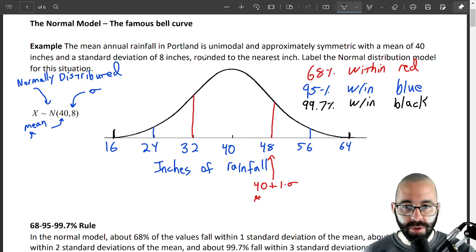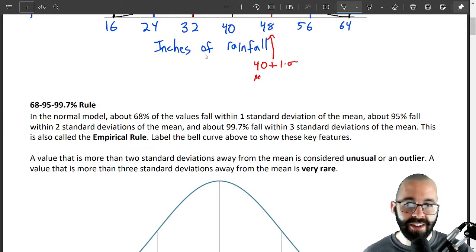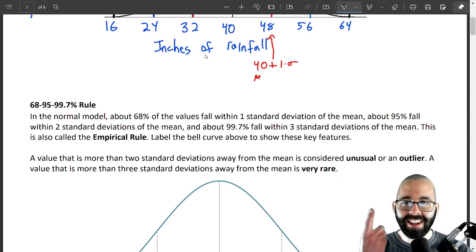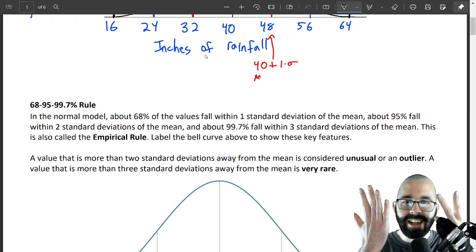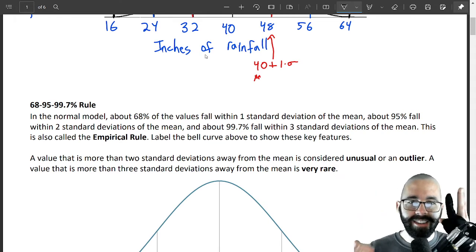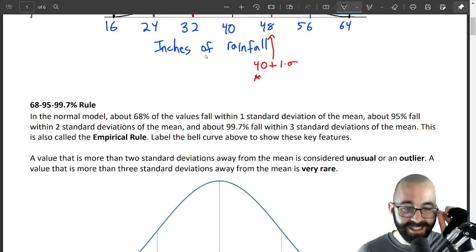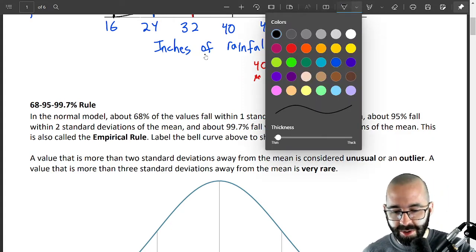Okay, this is the empirical rule. The book does something a little silly. It calls it the 68, 95, 99.7% rule. And some people do that, but it's quite a mouthful. 68, 95, 99.7% rule. How many syllables is that? That's 14 syllables. That's too much. It's also called the empirical rule.